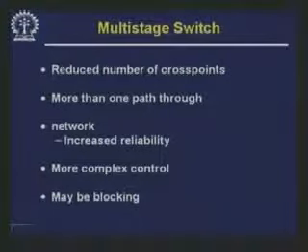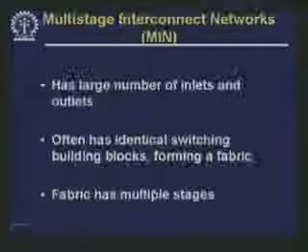So, the advantages of a multi-stage switch are a reduced number of cross points, and more than one path through the network, which increases reliability. If you remember, in our simple crossbar switch, if that one particular switch is bad, one particular pair of users cannot talk to each other. That is not really desirable. Since there is more than one path through the network, even if one particular switching element becomes bad, they are still able to communicate. Of course, the control becomes more complex, and the other thing is that it may be blocking. As I said, in most cases it will not block, but in some cases it may be blocking.